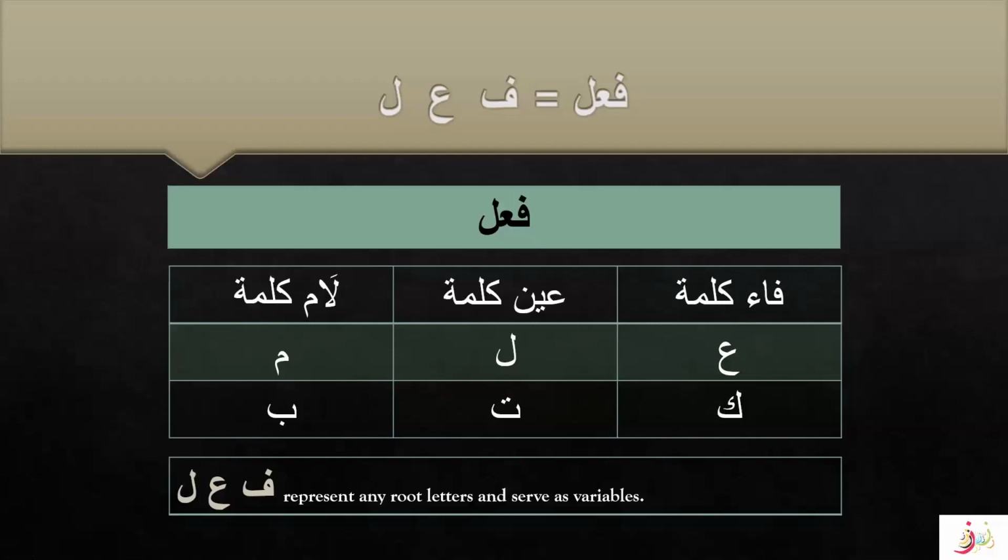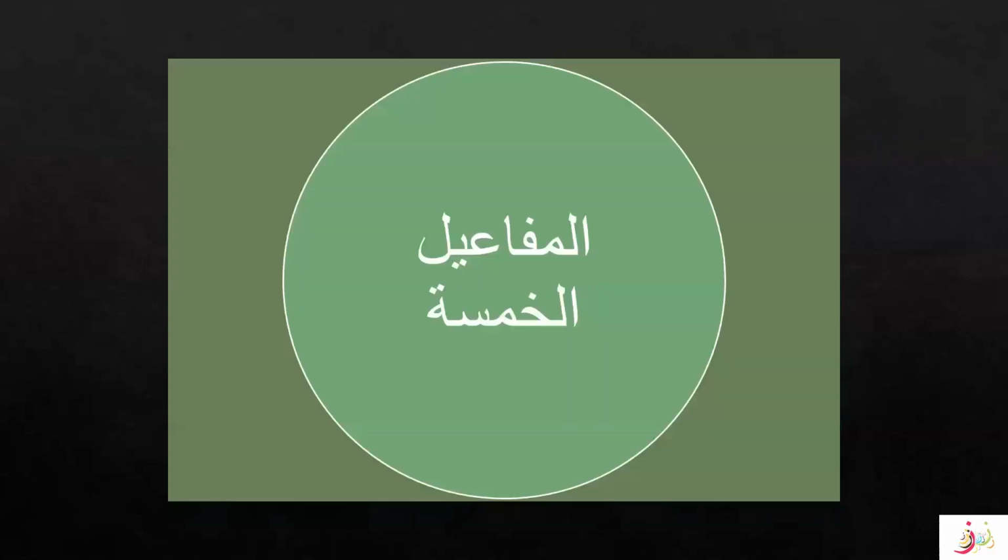Here, as we know that fa, ain, and lam represent any root letter, and they serve as the variables or the default letters: the fa kalima, ain kalima, and lam kalima for fa'il. So, Alhamdulillah, now we are starting our mafa'il al-khamsa. Mafa'il al-khamsa, we know that this is plural. And for that, we are using the singular form.